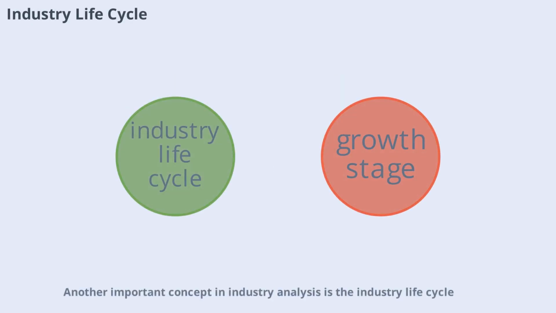Another important concept in industry analysis is the industry life cycle. Industries typically go through stages: introduction, growth, maturity, and decline. Each stage presents unique challenges and opportunities. For example, during the growth phase, companies focus on expanding market share, while in maturity, competition intensifies and innovation becomes crucial. Recognizing which stage your industry is in helps inform strategic decisions and resource allocation.